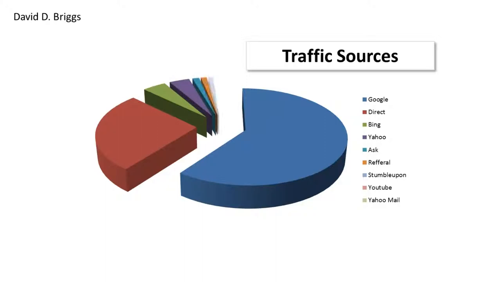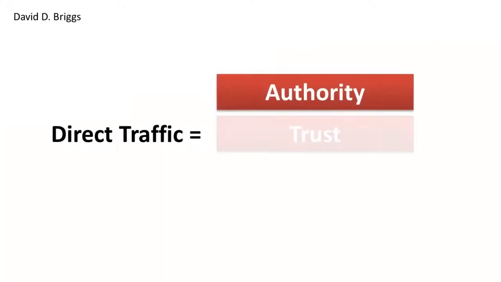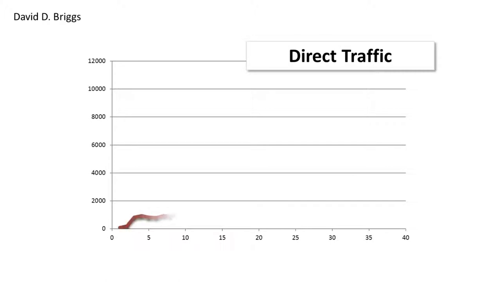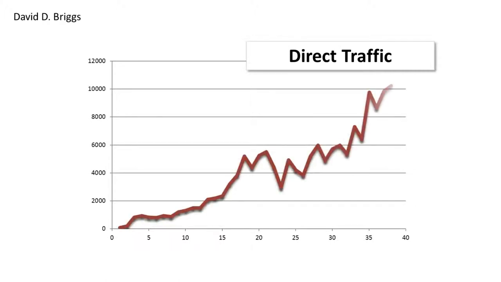Google Search has always been one of my largest traffic sources, but I'm more interested in following what's called direct traffic, which simply means people who type my website domain directly into the address bar of a browser. When someone knows me well enough to go directly to my website, it's a good indicator of the authority, trust, and loyalty that I'm building with customers. And by looking at my direct traffic numbers over time, I can see that my customer loyalty is growing steadily.